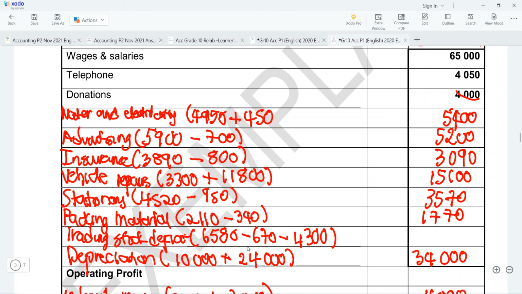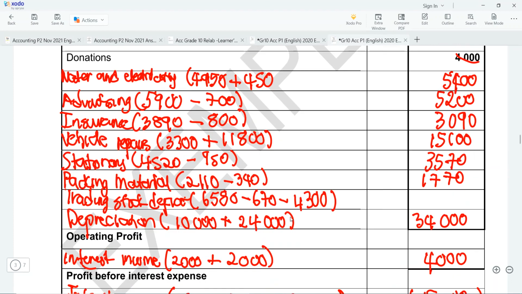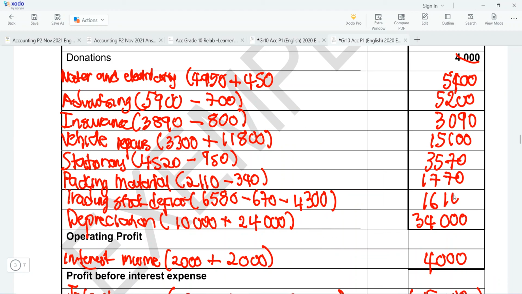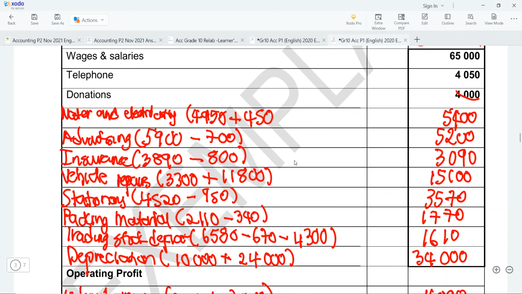And then we are going to do the trading stock deficit or surplus calculation. This one, remember, is a deficit because it is under expenses also. So now we are going to say 6,580, and then we say minus 670, and then we subtract 4,300. It will tell us that the deficit is 1,610. So now you can see that once you are sure with your structure, calculations won't be your problem.